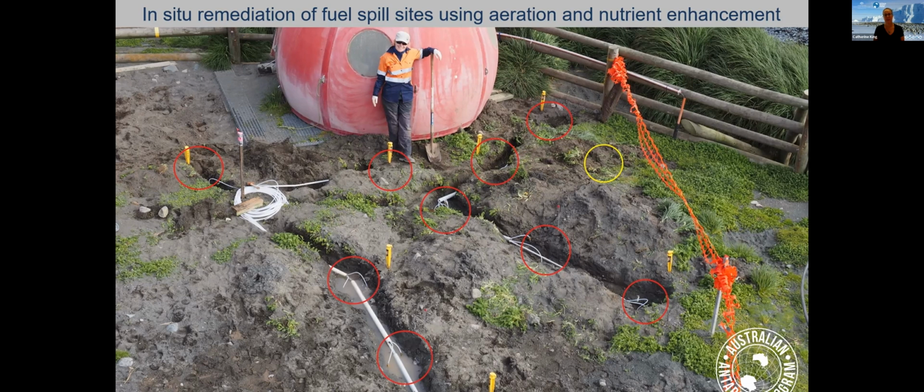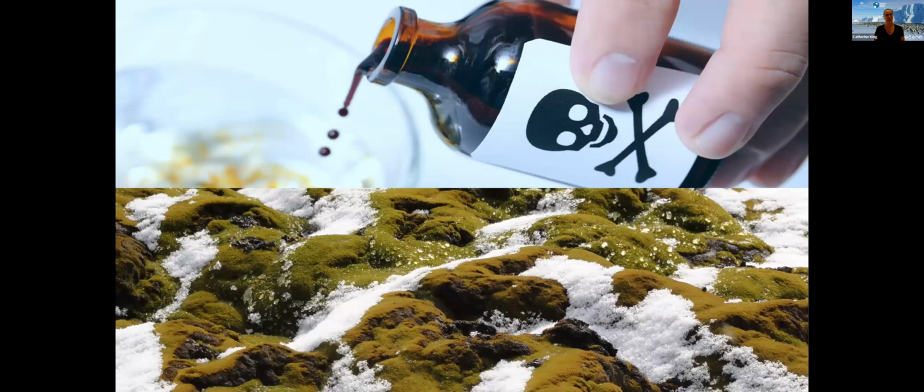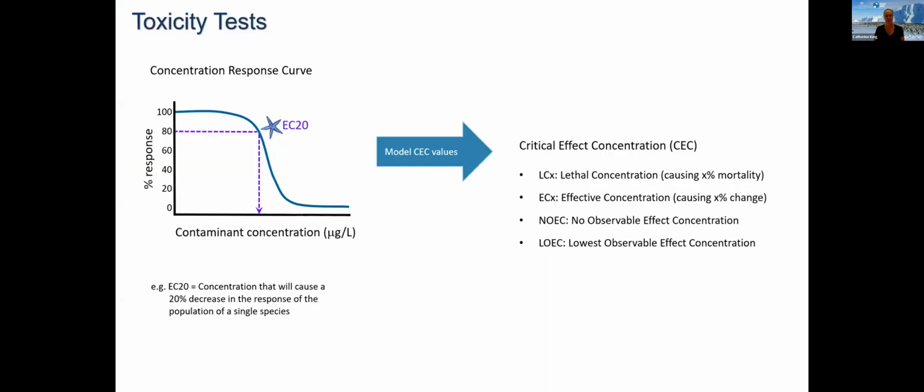This in situ remediation has proved really successful at speeding up the reduction of total hydrocarbons in the soil, but we also need to understand how biological communities respond and how they recover, and to answer that vital question in any remediation program of how clean is clean enough. So to help answer that question, we use toxicity tests. We add known amounts of a contaminant to biota, and we estimate what concentration of that contaminant will cause harm.